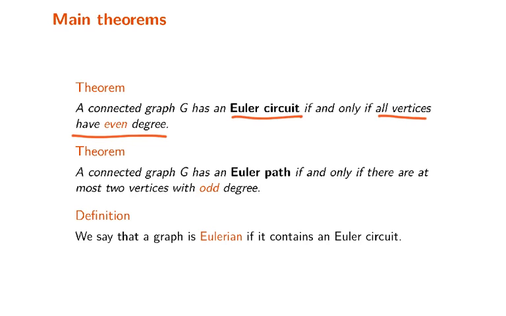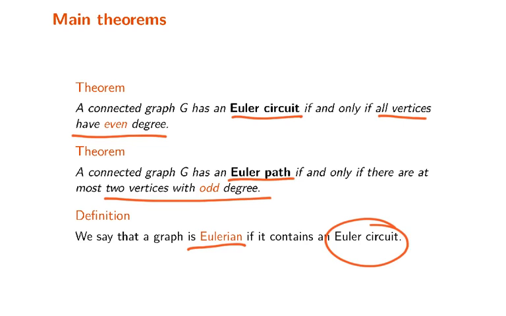And a little more generally, we'll have an Euler path if we have 2 vertices with odd degree. Of course, an Euler circuit is a particular case of an Euler path, right? That's why we are including the case of having 0 vertices of odd degree or 2 vertices of odd degree. And in case the graph contains an Euler circuit, we say that the graph is Eulerian.